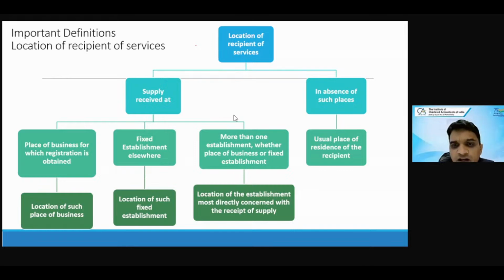Sir, I am from Bangalore and have a fixed establishment, not registered, in Tamil Nadu. Okay, so you are in Bangalore, but you have a fixed establishment in Tamil Nadu. Now I'm providing services to a person in Gujarat. What will be the location of supplier? The location of supplier will be the fixed establishment because you're providing services from that fixed establishment. So Tamil Nadu will become the location of the supplier. The location of recipient will be Gujarat because the person who is receiving the service is in Gujarat.